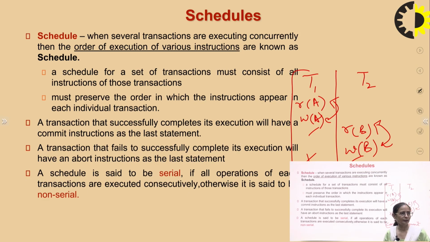There is a category of schedule known as a serial schedule. If all the operations of each transaction are executed consecutively, then we say that it is a serial schedule. Otherwise, it is a non-serial schedule. For example, this is an example of a serial schedule. First the instructions of transaction T1 come, and after that the instructions of T2 are executed.